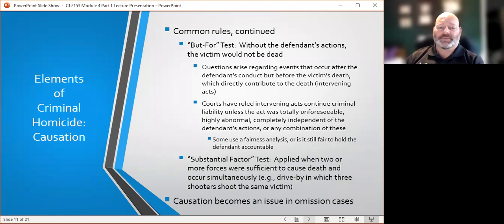Another test is the substantial factor test, and this is applied when two or more forces were sufficient to cause death and occur simultaneously, such as a drive-by shooting in which three shooters shoot the same victim. Causation does become an issue in certain omission cases, though.